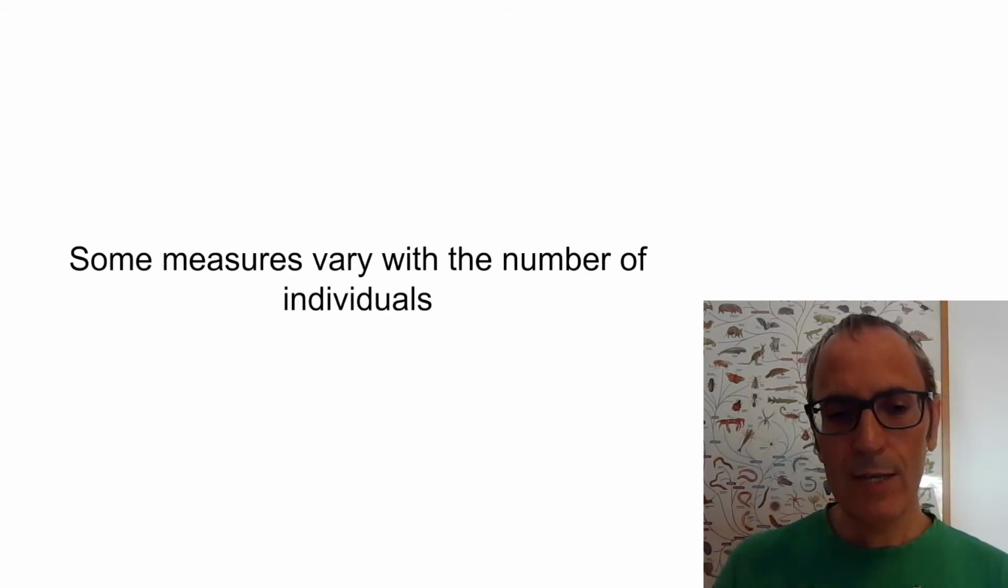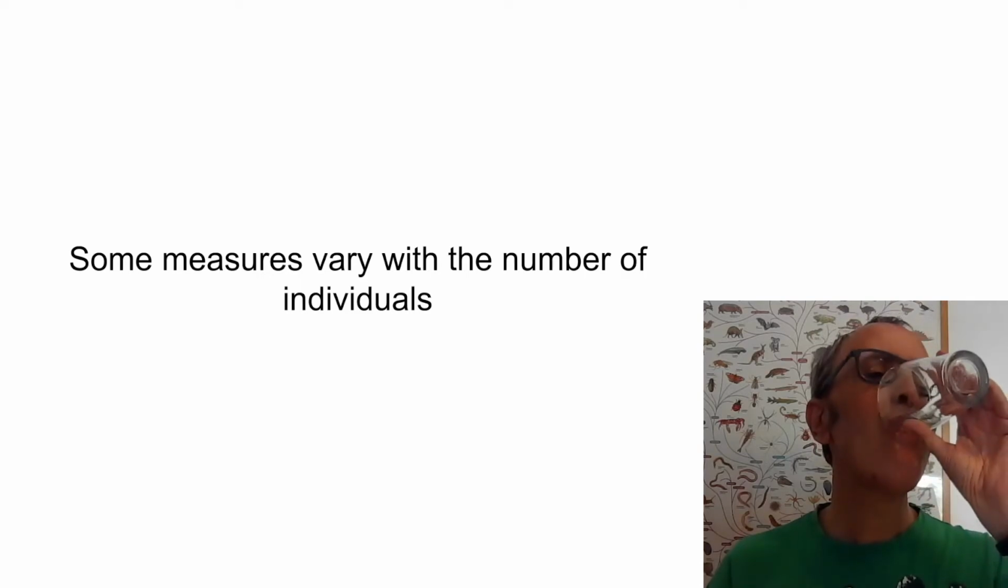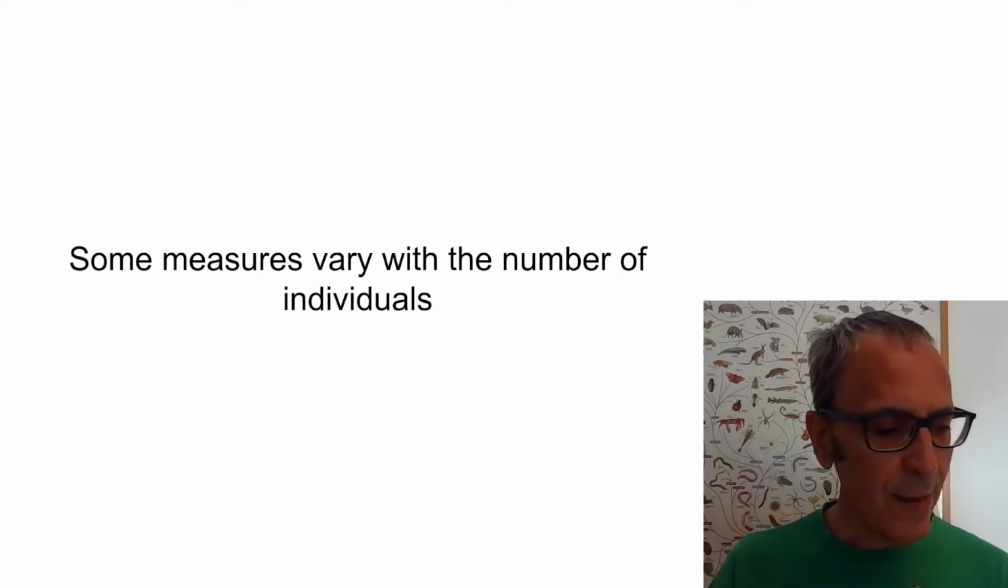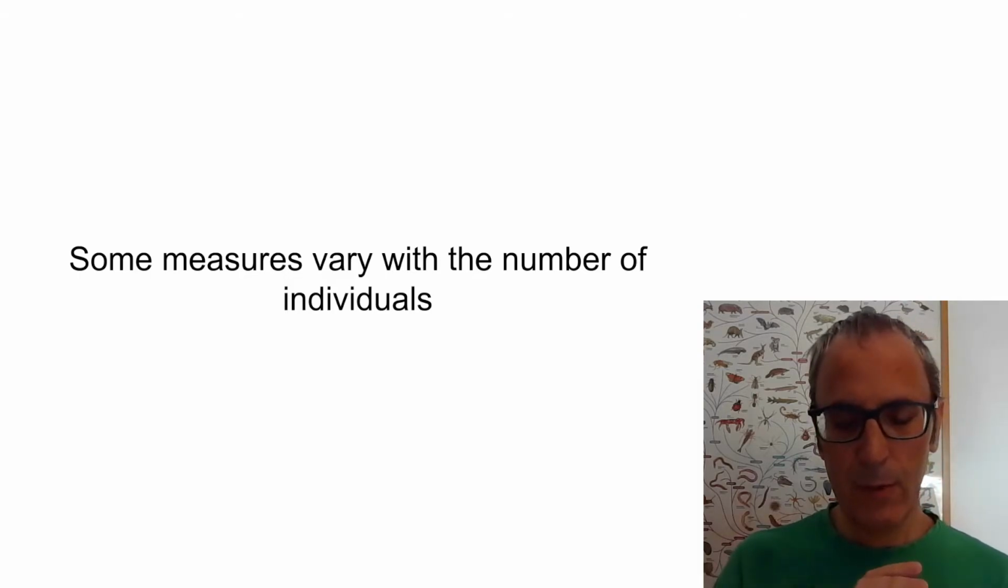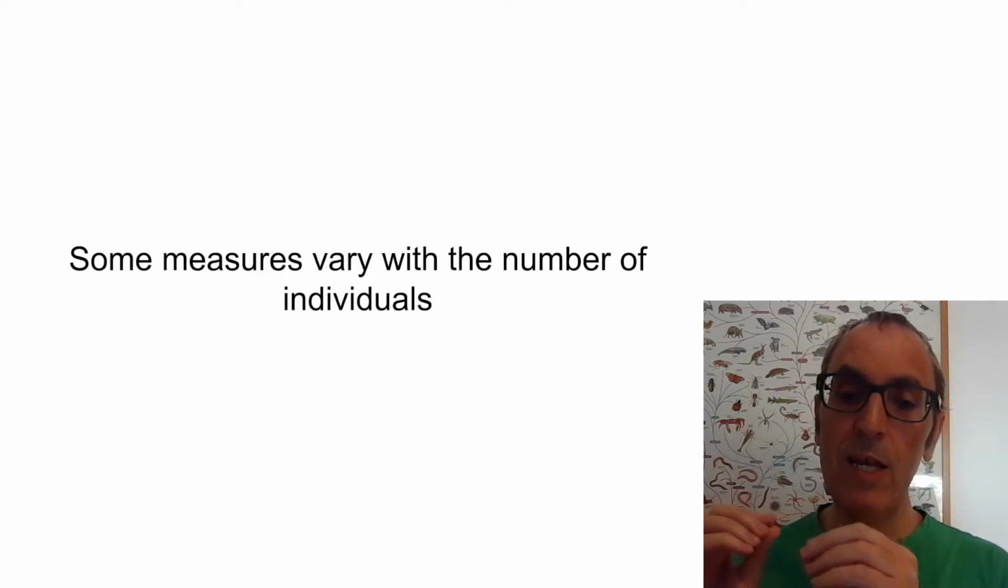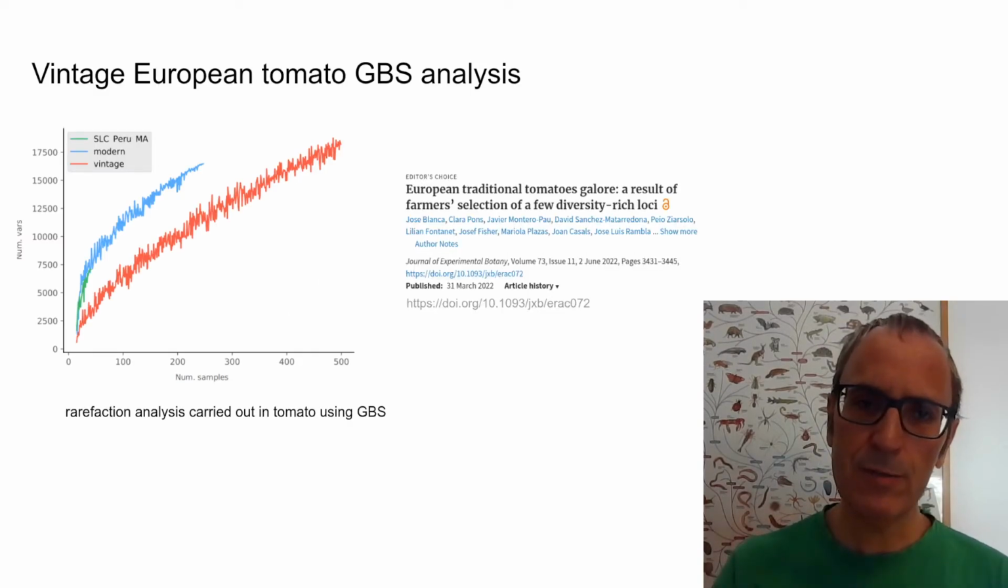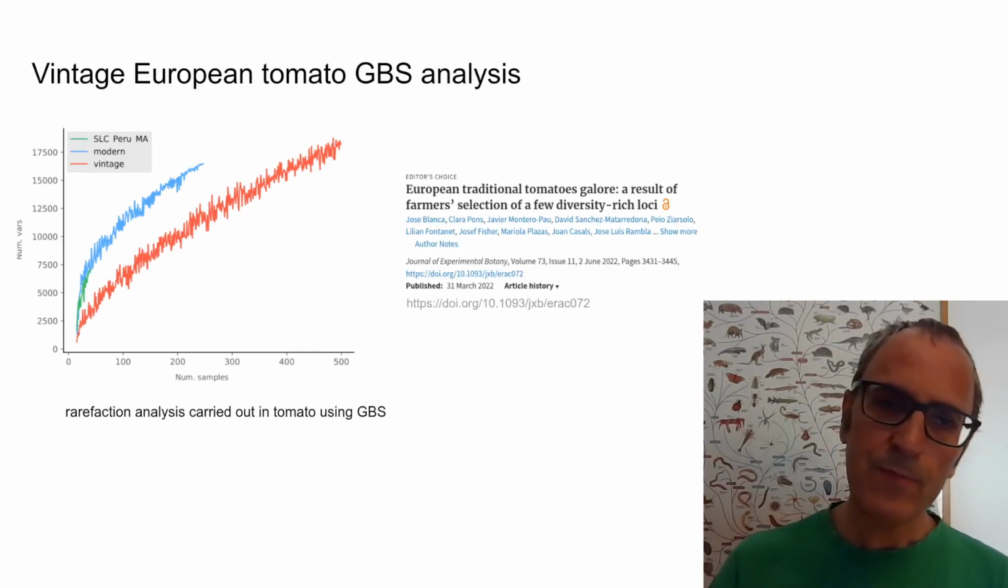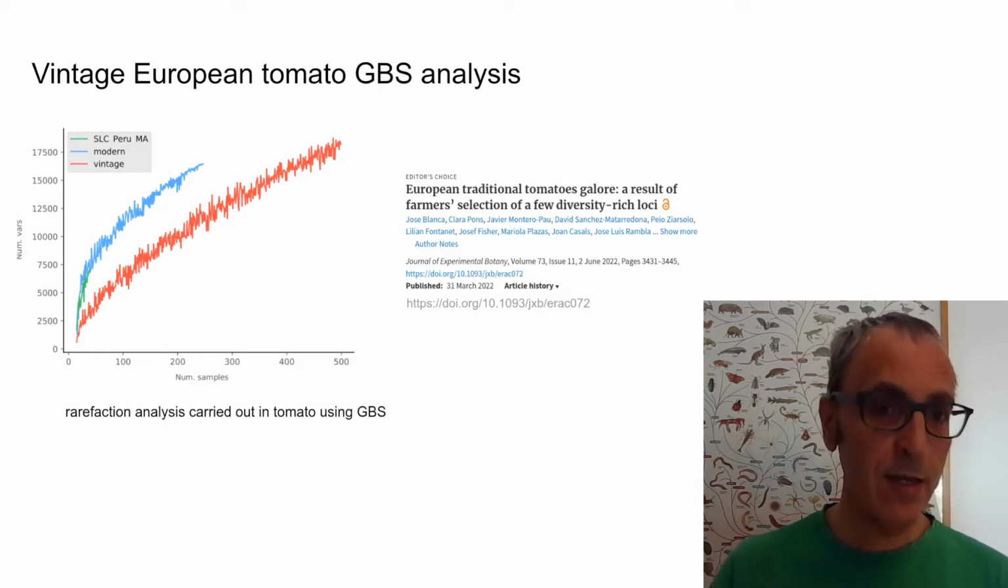Also, you have to take into account that for many of these measures, the number of individuals matters. So if you have populations with many individuals and with fewer individuals, you have to be very, very careful when you compare these diversity measures. For instance, the number of variants. Well, the number of variants depends on the number of individuals that you analyze.